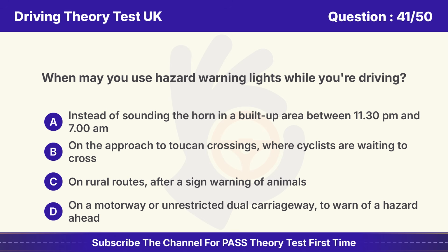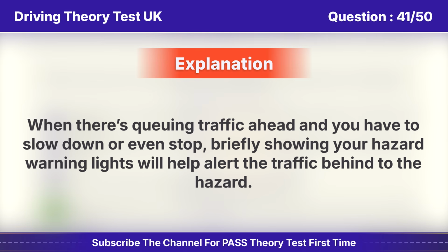Question 41. When may you use hazard warning lights while you're driving? Answer is D. On a motorway or unrestricted dual carriageway, to warn of a hazard ahead. When there's queuing traffic ahead and you have to slow down or even stop, briefly showing your hazard warning lights will help alert the traffic behind to the hazard.